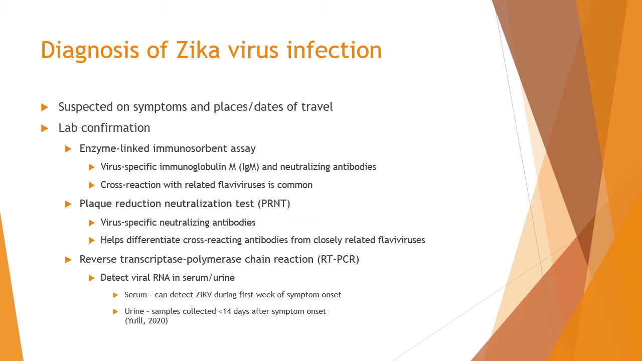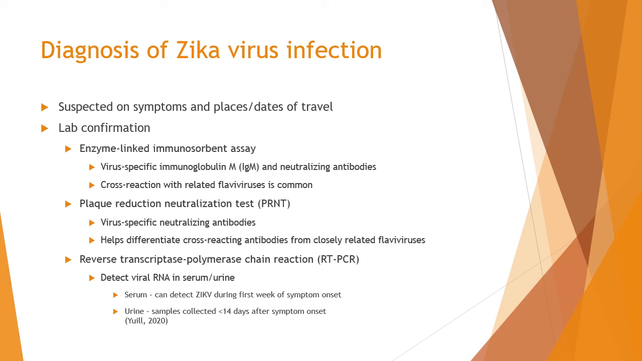Zika virus disease is suspected on symptoms and the places and dates a person has traveled, but diagnosis requires lab confirmation. And there are actually a few tests that can be done. The enzyme-linked immunosorbent assay detects virus-specific immunoglobulin M and neutralizing antibodies, but cross-reaction with related flaviviruses is common. In the plaque reduction neutralization test, the virus-specific neutralizing antibodies are also detected, but in this test, there's differentiation among the antibodies from closely related flaviviruses.